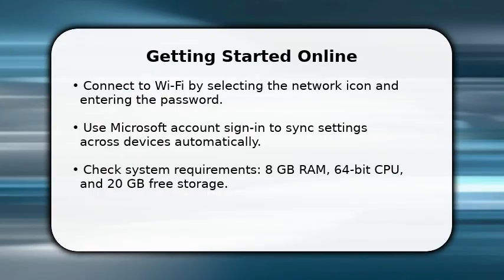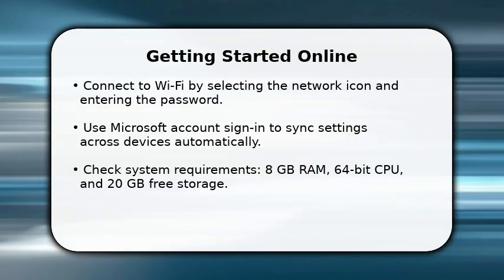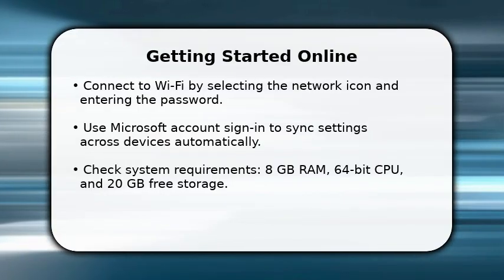Start by connecting your PC to the internet using Wi-Fi or Ethernet. Connect to Wi-Fi by selecting the network icon and entering the password. Next, choose whether to sign in with a local account or Microsoft account. Use Microsoft account sign-in to sync settings across devices automatically.